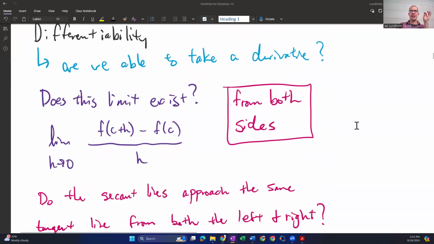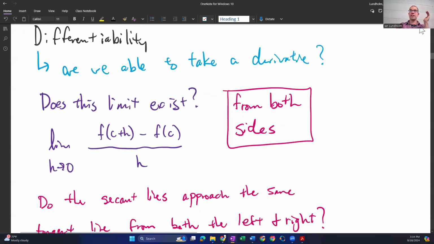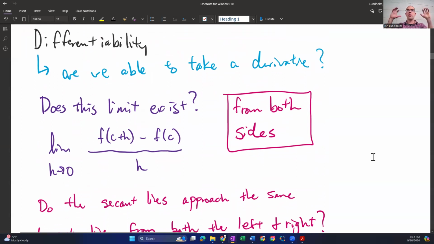The next major idea in this section is differentiability, and it's very related to continuity. We're asking, when are we able to take a derivative, and when will that exist? We look at this limit, the limit as h goes to 0 of f of c plus h minus f of c all over h. And we need to consider this limit happening from both sides. So we need to approach 0 from the right, and we need to approach 0 from the left.